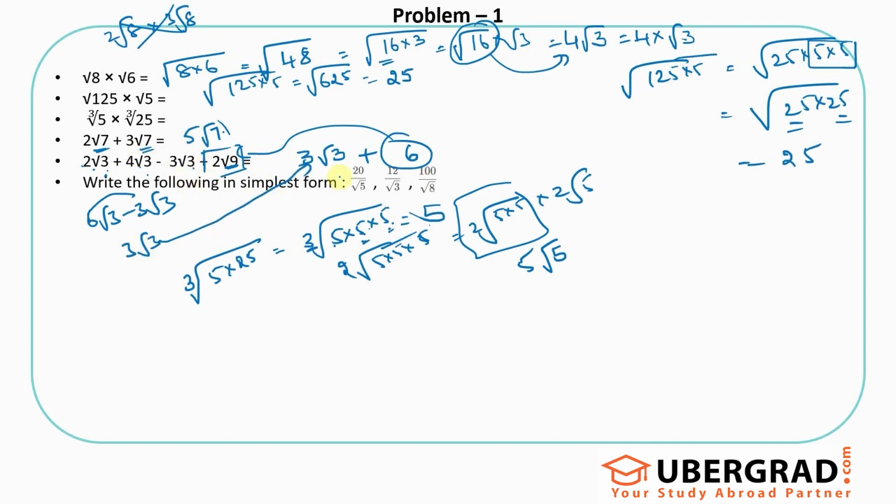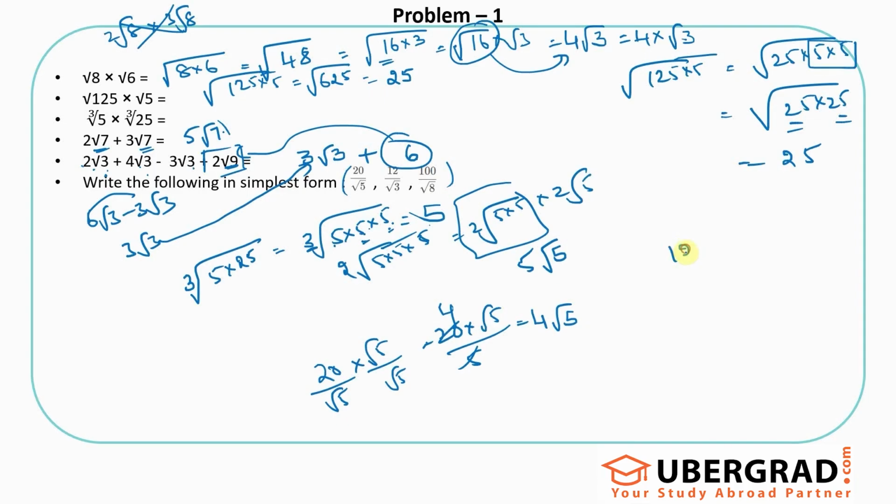And then it's asking me to simplify these fractions, right? Write in the simplest form. 20 by root 5. As I said, we multiply with root 5. So it will be like 20 into root 5 by 5. 5 ones are 5, 5 fours are 20. That will be 4 root 5.